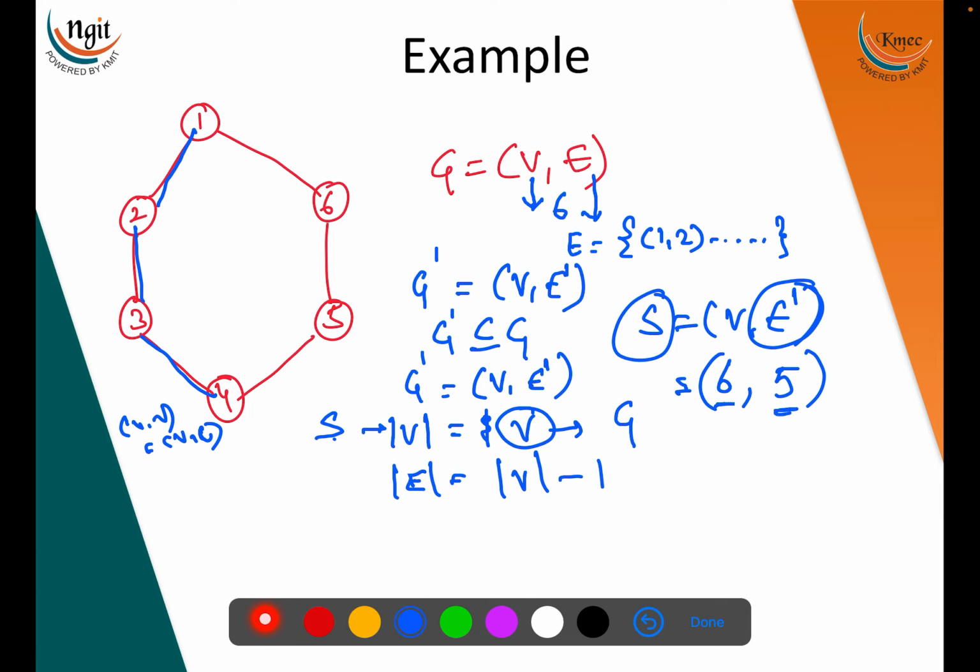Now let's see whether we get the same thing or not. 1 comma 2, 2 comma 3, 3 comma 4, 4 to 5 and 5 to 6. So this is a spanning tree. What is a spanning tree? A graph which doesn't have any cycle is called a spanning tree. Now if I have an edge in between these two, it becomes a cycle. So that's why I am neglecting this edge, I am not considering the edge. Now it is a spanning tree.